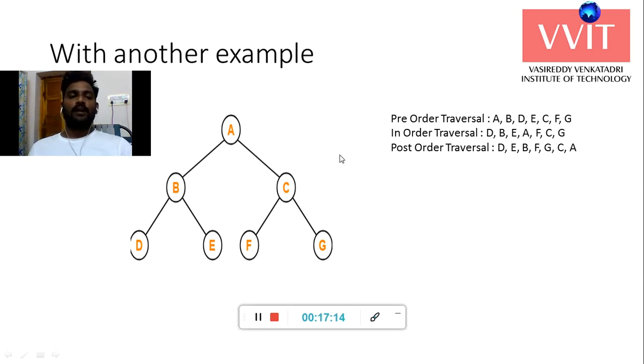Simply, in in-order fashion, first visit the left subtree, next visit the root node, and finally visit the right subtree. In pre-order traversal, first visit the root node, next the left subtree, and finally the right subtree. In post order fashion, first visit the left, then the right, and finally the root node. These are called binary tree traversal techniques.